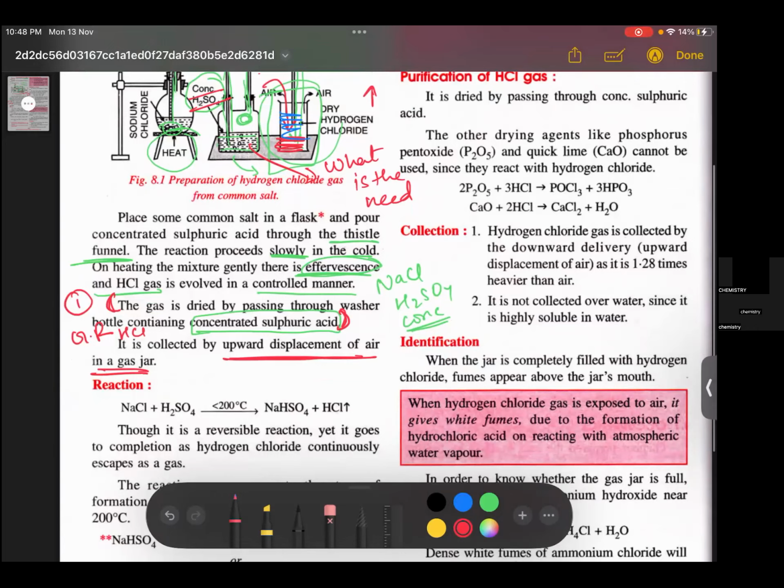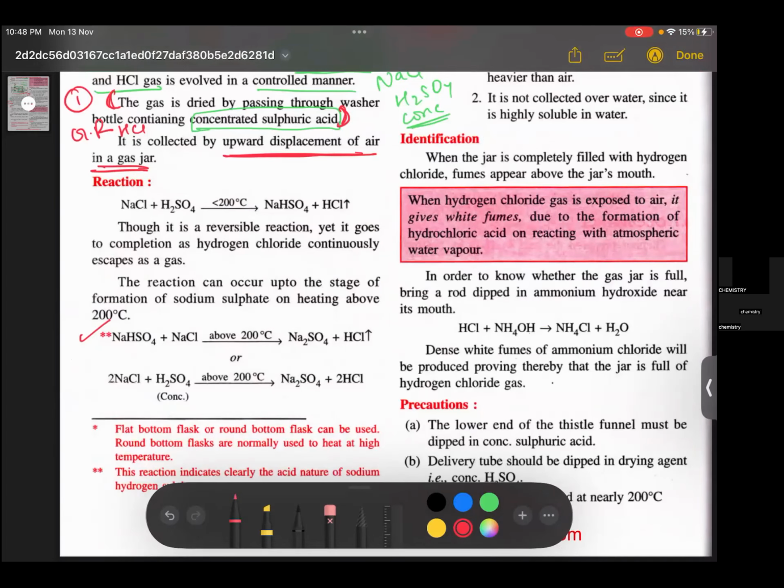Now, what is the reaction? We studied both the reactions. We know that NaCl plus H2SO4 below 200 degrees Celsius gives us NaHSO4 and HCl gas. This sign symbolizes your gas. Though it is reversible, yet it goes to completion as hydrogen chloride continuously escapes as a gas. The reaction can occur up to the stage of formation of sodium sulfate on heating above 200 degrees. So you begin with this, but you can go above to this. Both these reactions are super important.